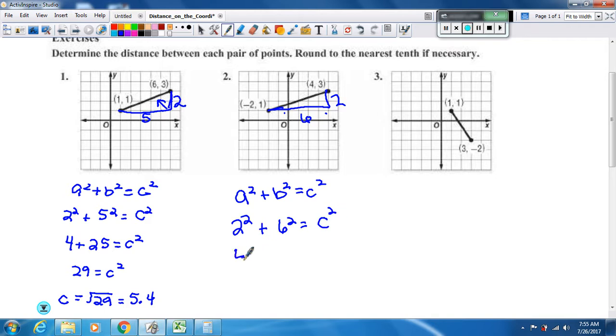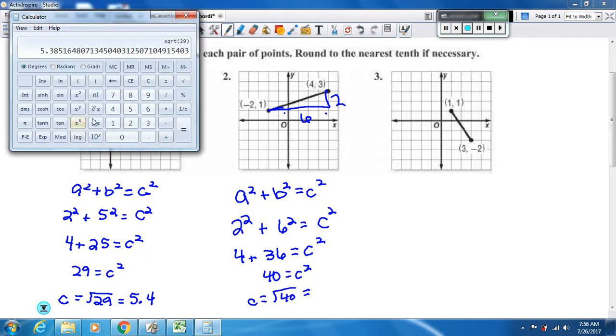2 times 2 is 4. 6 times 6 is 36, equals c squared. 4 plus 36 is 40. You've got to take the square root of that to get the final answer. Square root of 40, 6.3.